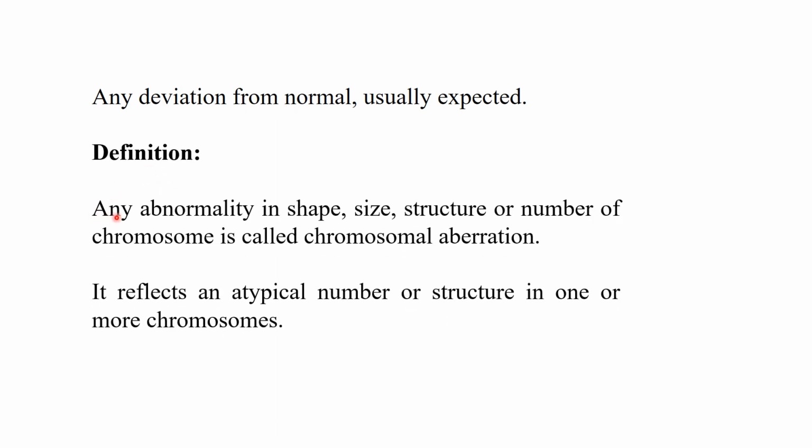Chromosomal abnormality or chromosomal aberration is any change, any abnormality in shape, size, structure, or number of the chromosome. So we can define chromosomal aberration as the change or abnormality in shape, size, structure, or number of chromosome. Chromosomal aberration reflects an atypical number or structure in one or more chromosomes. When the number or structure of chromosomes is deviated, the condition is called chromosomal aberration or chromosomal abnormality.